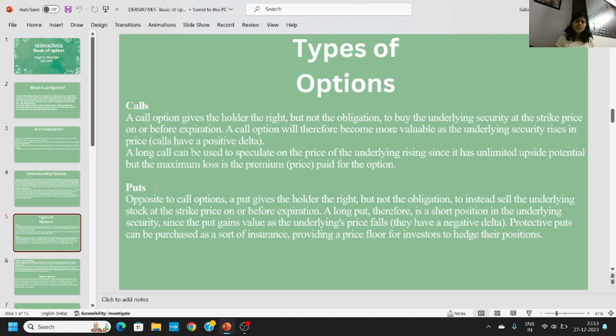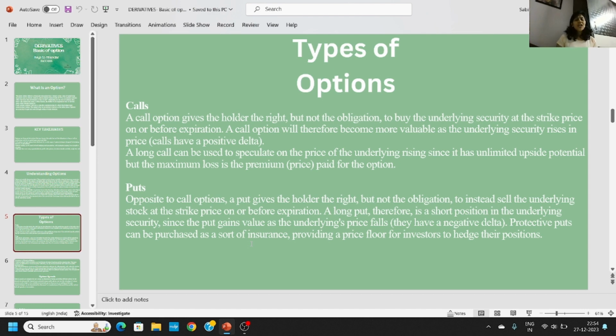Same thing for the put option. Opposite to the call, the put gives the holder the right but not the obligation to sell the underlying stock at a strike price on or before expiration. A long put is therefore a short position in the underlying security, since the put gains value as the underlying price falls, and it has a negative delta. A protective put can be purchased as a sort of insurance, providing a price floor.